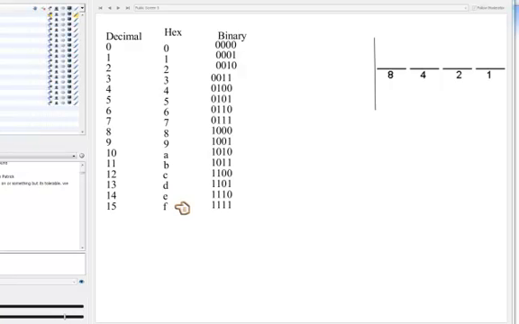So on an A+ test, if they ask you what's a valid MAC address, you've got to make sure that if they give you a letter other than A through F, you can cross those off right away. You know it's not a valid MAC address. Okay, so there's your conversion. Let's go back to this slide.